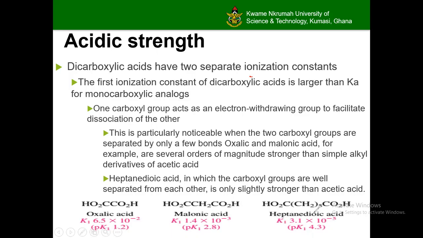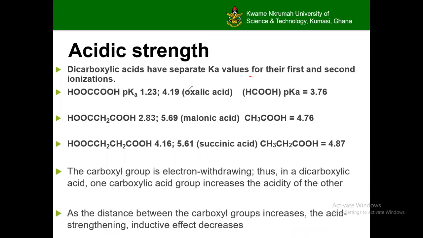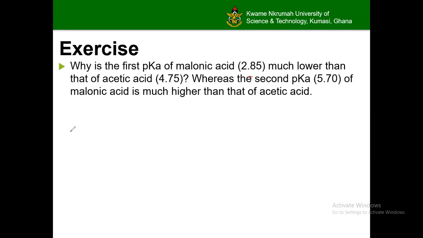So it means that the carboxyl group enhancing the acidity of the other carboxyl group is reduced if the chain length increases. Very simple. Good. Now we are seeing dicarboxylic acids have two separate Ka. We have talked about that already. Yes, so we've talked about everything here. Good. An exercise for us to try.